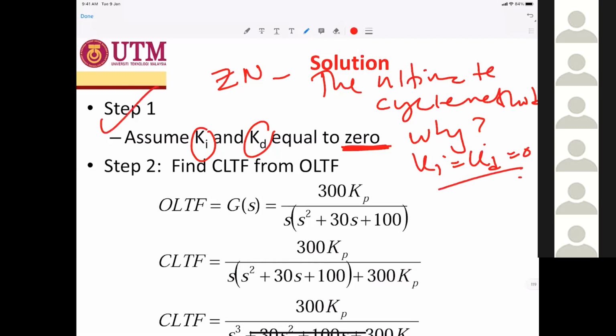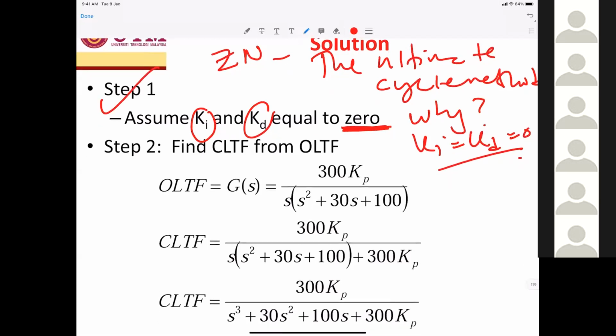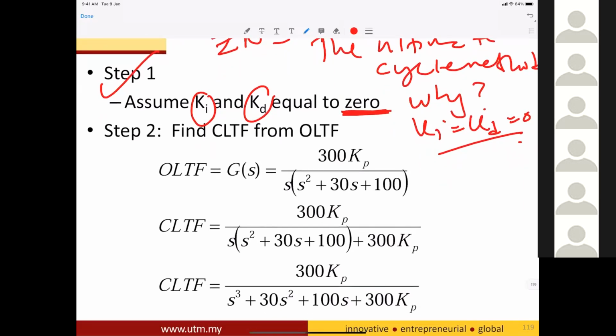Step number 2 is to find the closed loop transfer function from the open loop. 300 is given in the question, 300K. The K is actually Kp, a gain. The controller is a proportional gain. So 300 Kp over S square plus 30S plus 100.